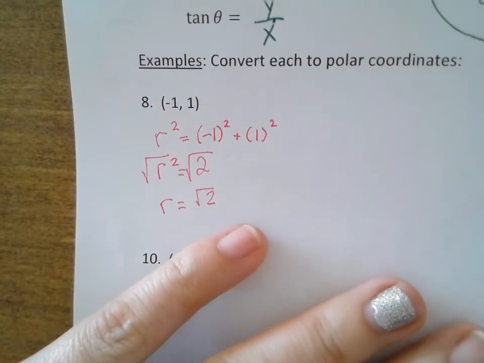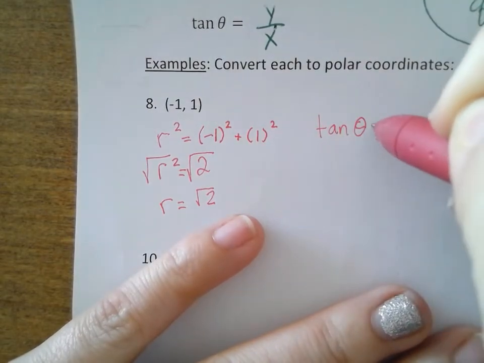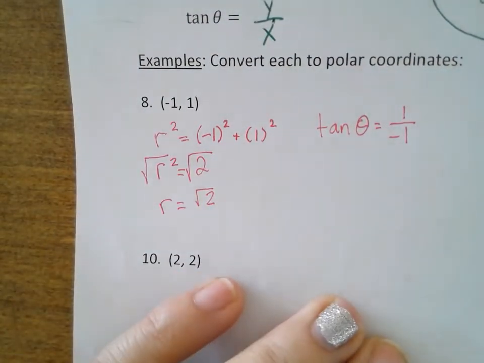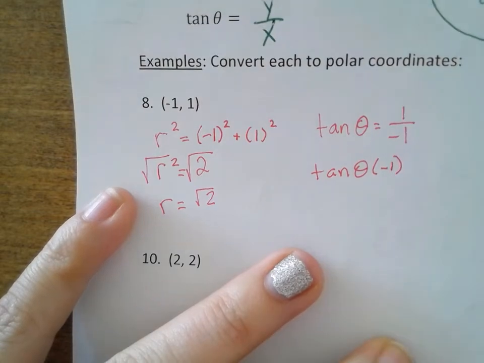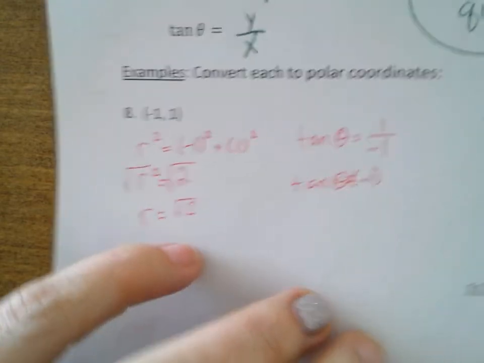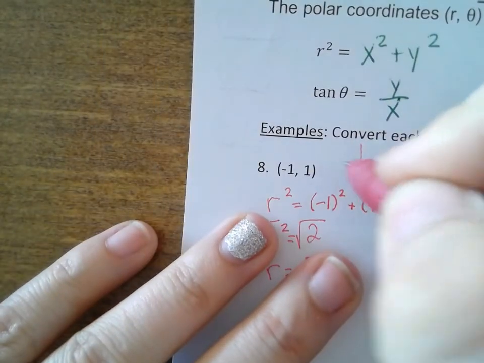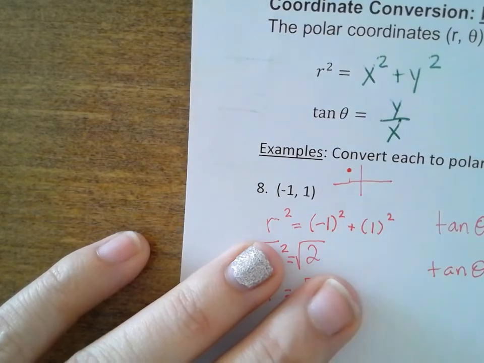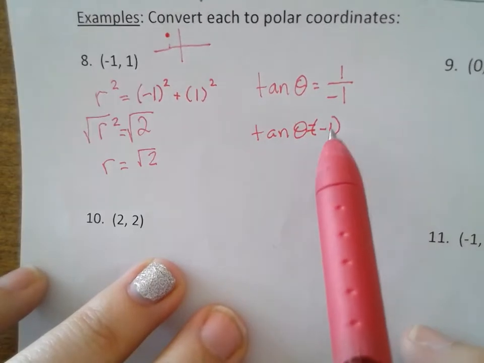Now, let's go find theta. Since I only know an x and a y, the only way I can find theta with an x and a y is to use tangent. So tangent of theta is equal to my y value over my x value. Well, what is 1 over negative 1? Negative 1. Now, this little note that I drew up here, must consider which quadrant x, y is in. Let's think about where negative 1, 1 is. What quadrant is it in? The second quadrant. So what this is asking is, where in the second quadrant are we going to have a tangent value that is negative 1?